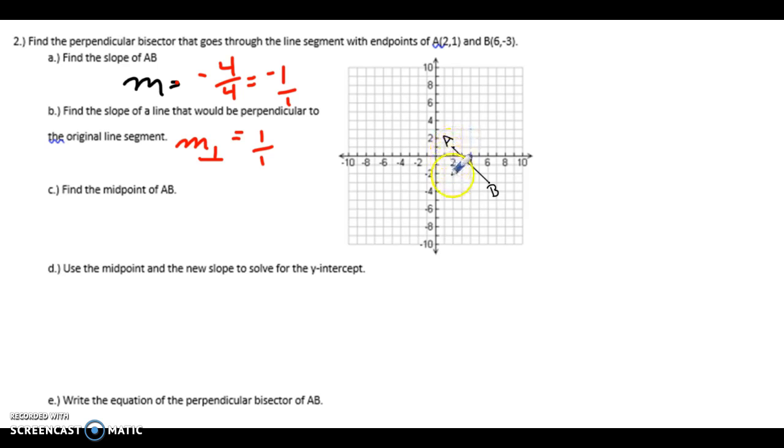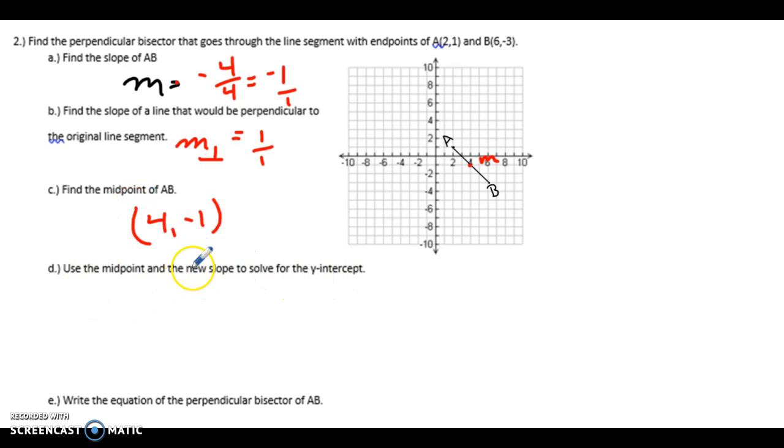If I went down 4 over 4 to get from A to B, to get to the midpoint, I'm going to go halfway. Down 2 over 2. 1, 2, 3, 4. Down 2 over 2. Okay, so there's my midpoint, and the coordinates of that point, which I'm going to call M, are 4, negative 1 for the midpoint.